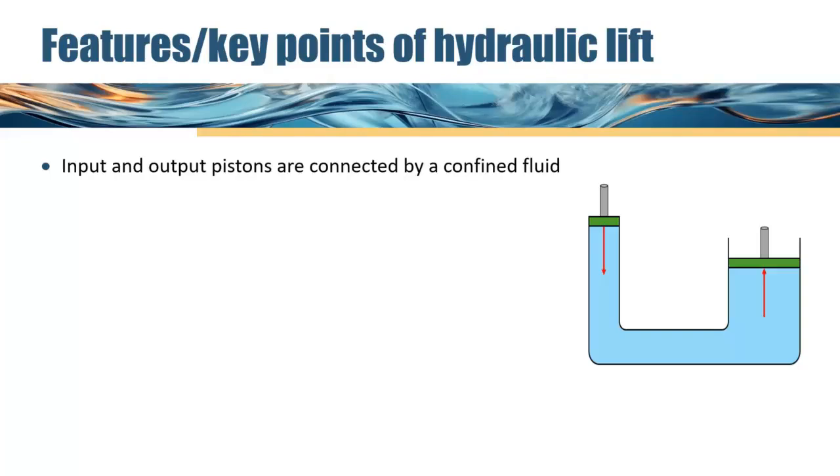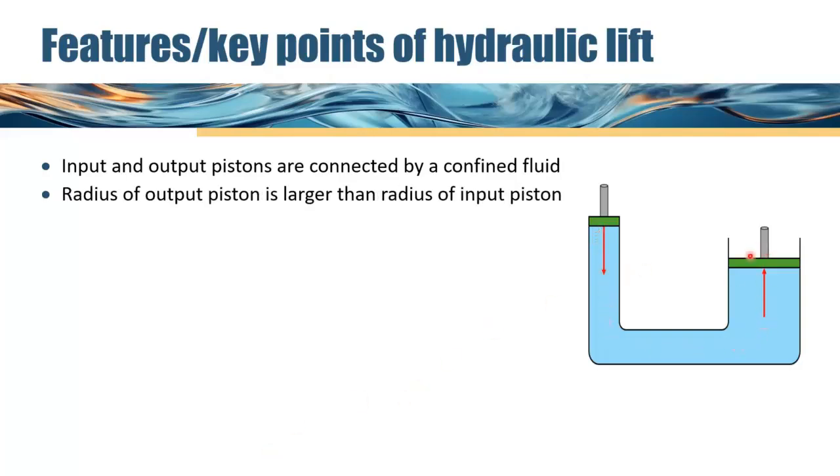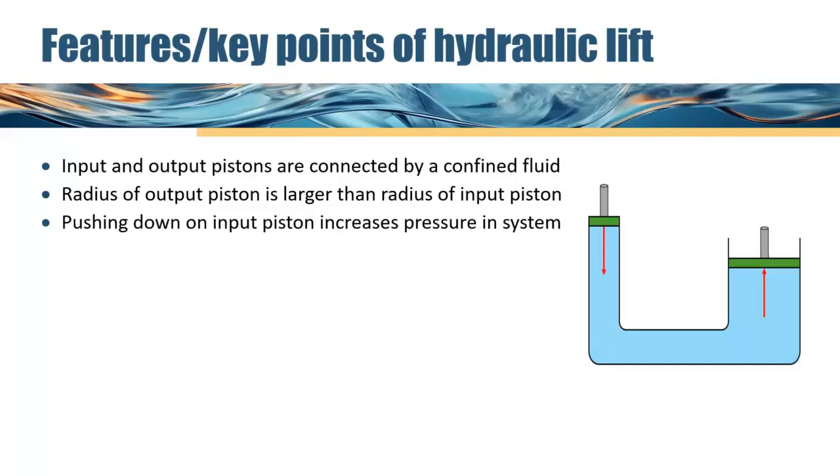So the first thing is that a hydraulic lift consists of input and output pistons. On the input piston you would push down and then the output piston would go up. And these two pistons are connected by a confined fluid. Secondly, the radius of the output piston is always going to be larger than the radius of the input piston. And when you push down on the input piston, you're going to increase the pressure in that system. And that increased pressure is going to be constant throughout the system.